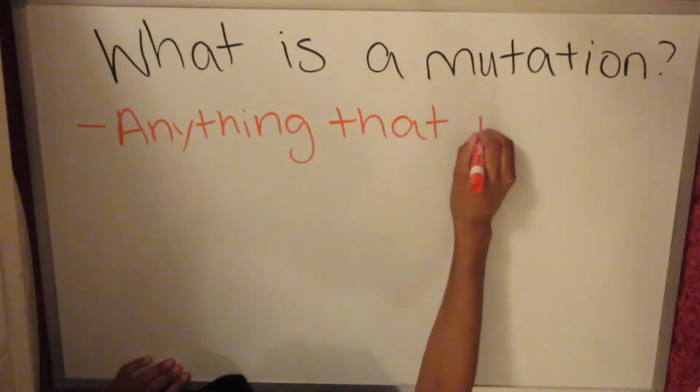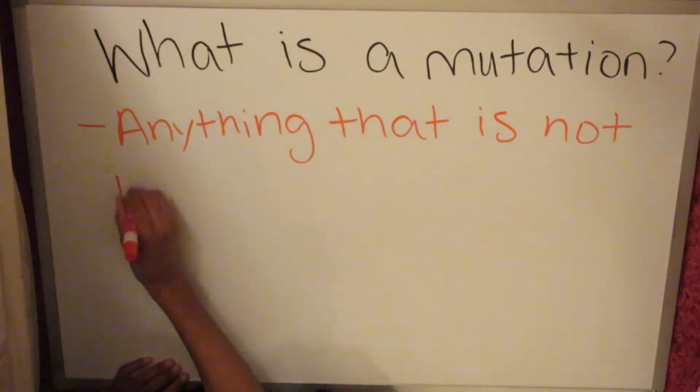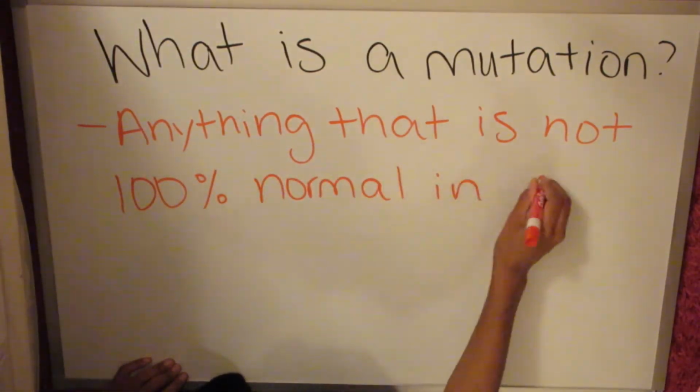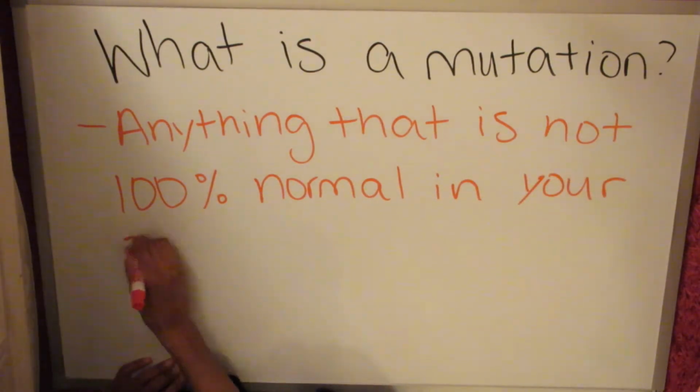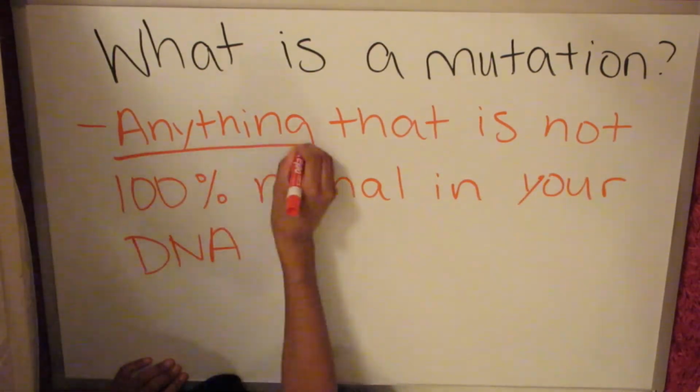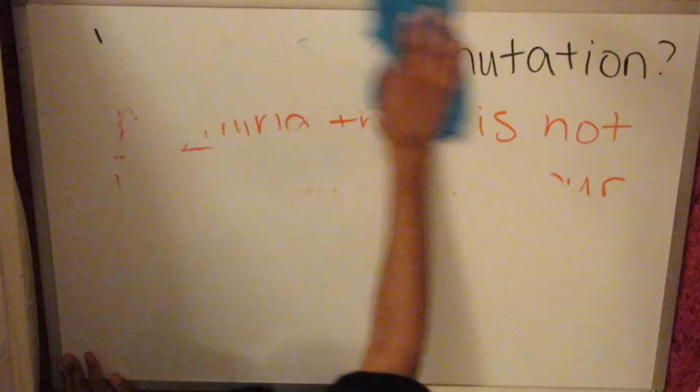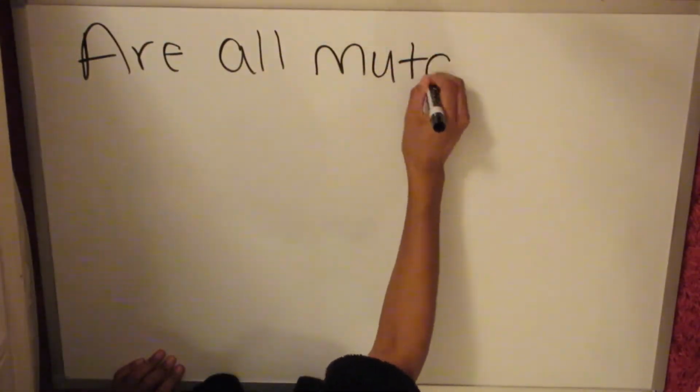So what is a mutation? And I know you guys have heard this word before because of Teenage Mutant Ninja Turtles, all that crazy stuff. So this is anything that is not 100% normal in your DNA or in any organism's DNA. Anything that's not 100% completely normal, regular, we call it a mutation. So like Teenage Mutant Ninja Turtles, walking, talking, fighting turtles, that is not normal. So that is why they are mutants.